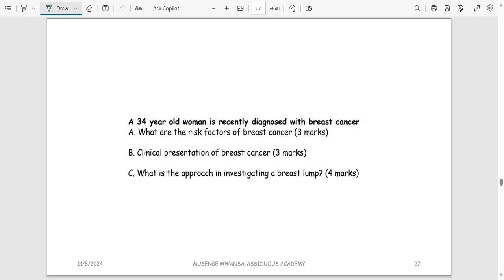So these are essay questions that I found. A 34-year-old woman is recently diagnosed with breast cancer. What are the risk factors of breast cancer? Clinical presentation of breast cancer. What is the approach in investigating a breast lump?